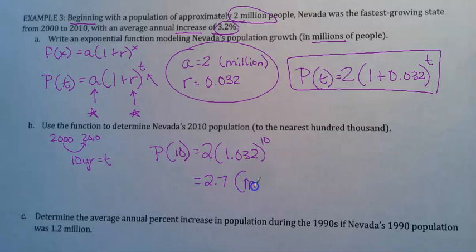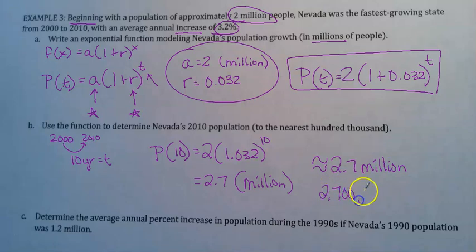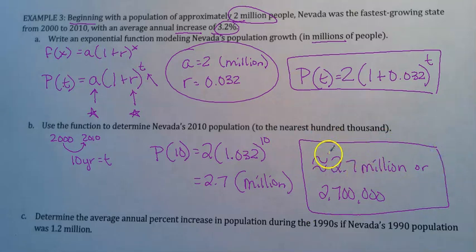Don't forget that that means million. So this is approximately 2.7 million, or 2,700,000. Those of you that don't remember, this is called engineering notation, right? 2.7 million, which is the same thing as 2,700,000. So if you left it as 2.7 million, I would take it. All right, then I need to move down a little bit.